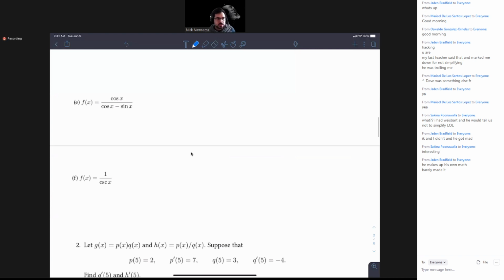All right, part E. Here we're kind of stuck. We have to do a quotient rule. There's no sneaky simplification things we can pull out of here. All right, so we're just gonna go for it. All right, so quotient rule. Maybe I should write it down.